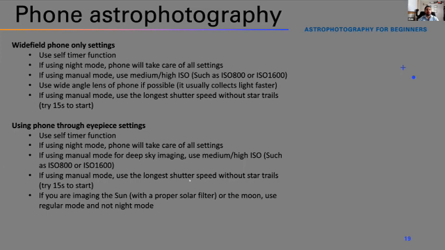If you're using the manual mode, use the longest shutter speed that you can use without star trails. This might be limited by your focal length or zoom, or just by the tracking of your telescope. If you are imaging the sun with a proper solar filter, or the moon, then in that case, you don't need tracking really. It's definitely helpful. But in that case, use your phone's regular mode, not the night mode, because the sun and the moon are quite bright as is.